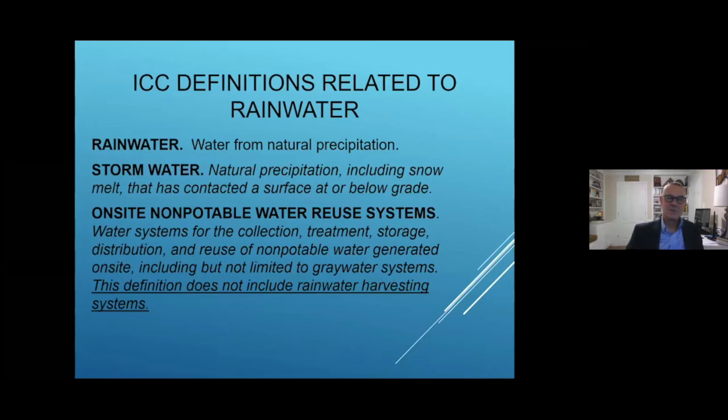So a couple of definitions I think are kind of paramount. Rainwater is described as natural precipitation. Stormwater is natural precipitation that hits the ground.